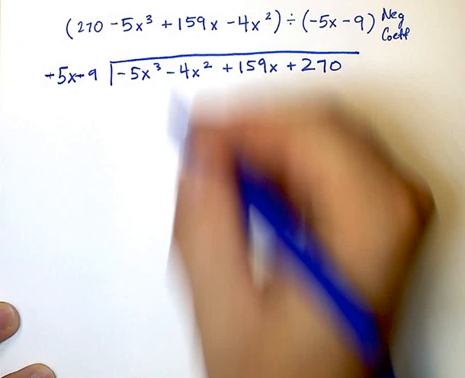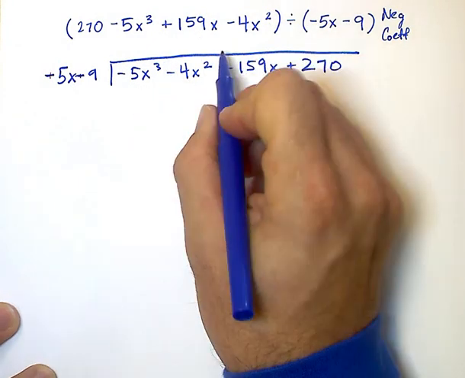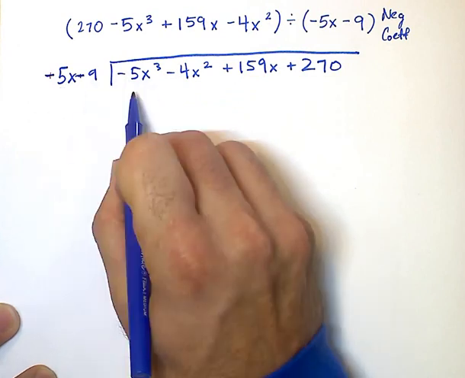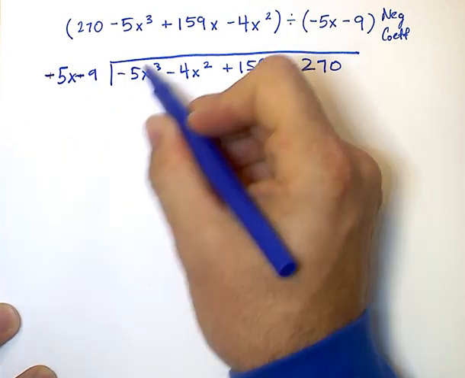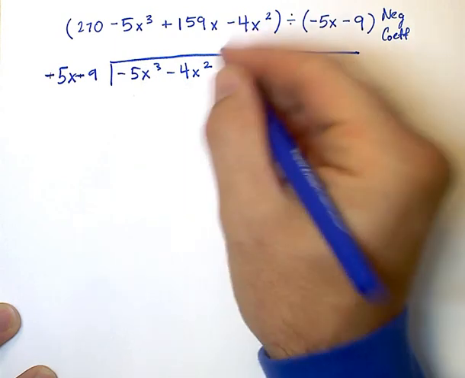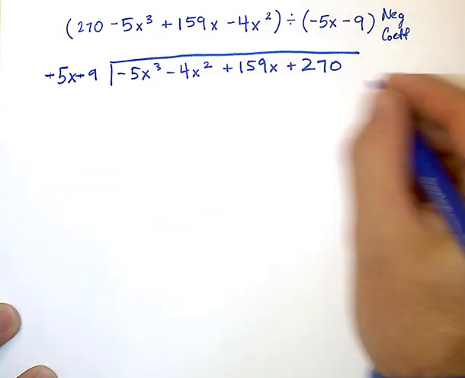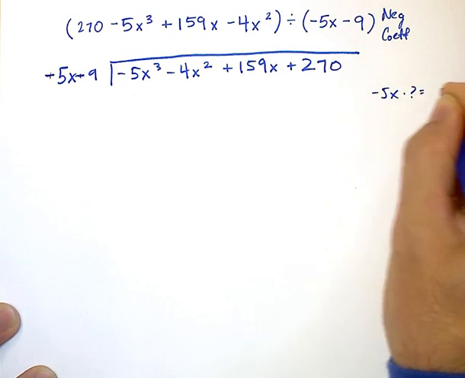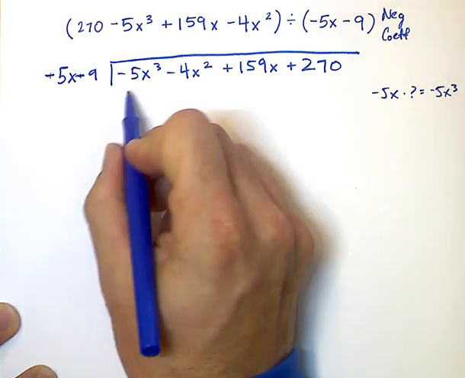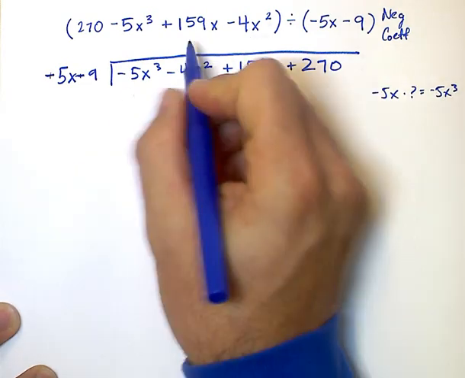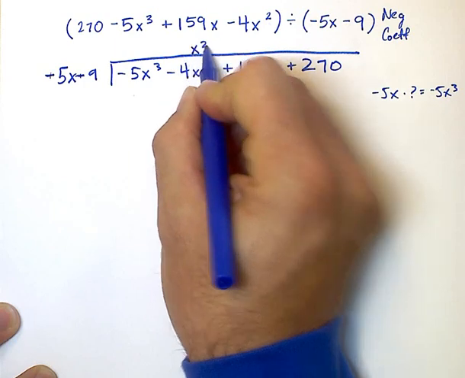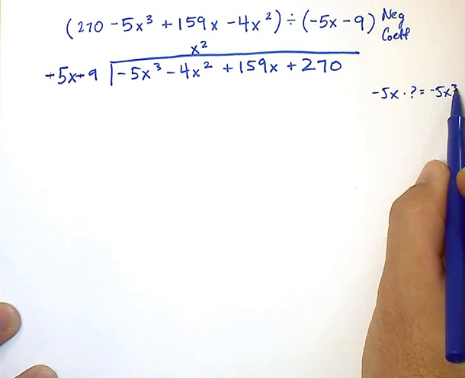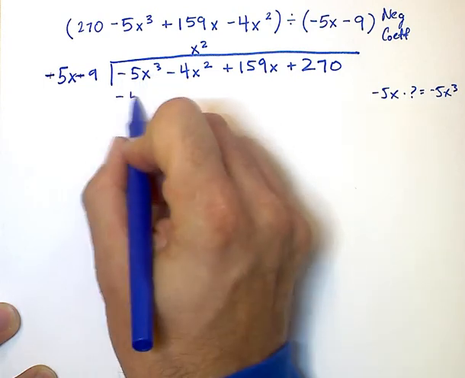Now, what I want to do is find something that I can multiply negative 5x by to get an identical result here, so that when I subtract it, they'll cancel each other out. So what times negative 5x is going to give me a negative 5x to the third? In this case, I'm going to use an x squared, because the x squared and the x will give me an exponent of x cubed, and the negative 5 I already have. So we have a negative 5x to the third.